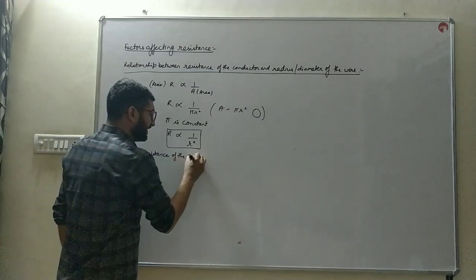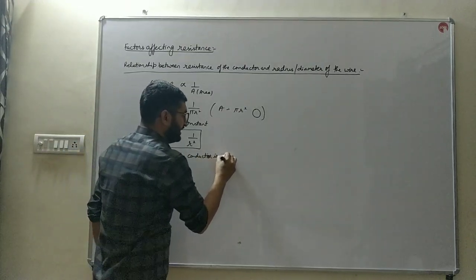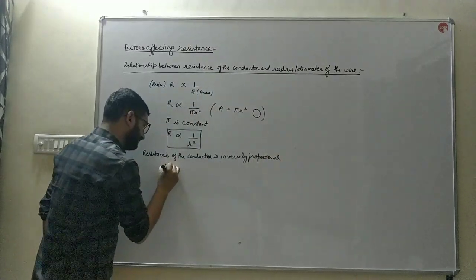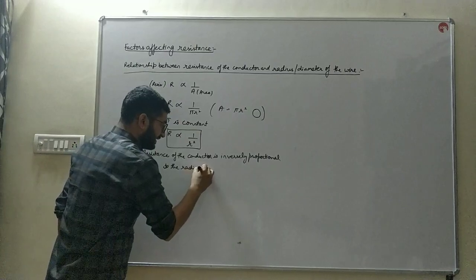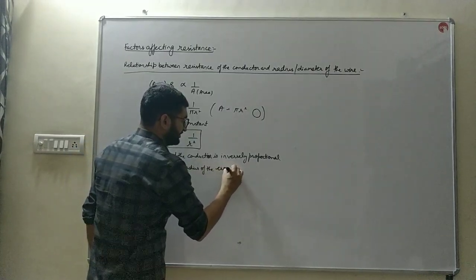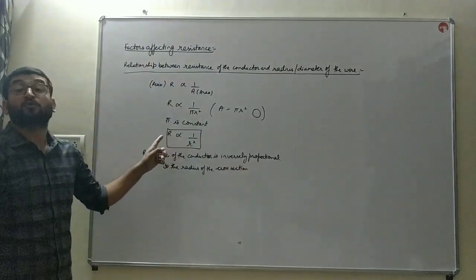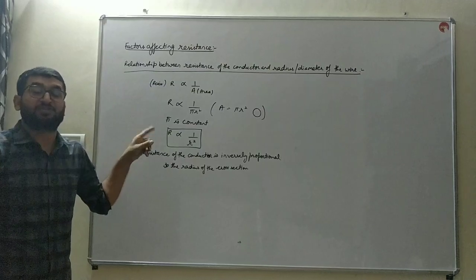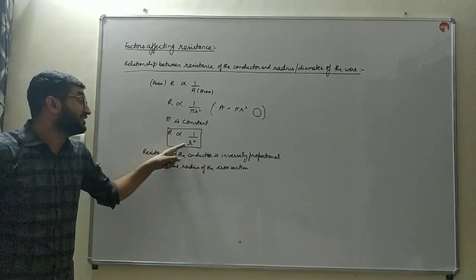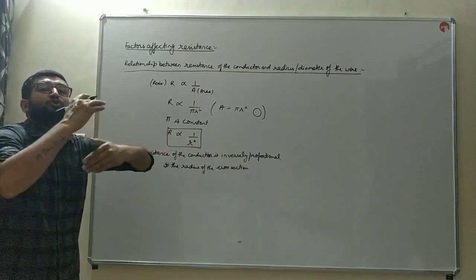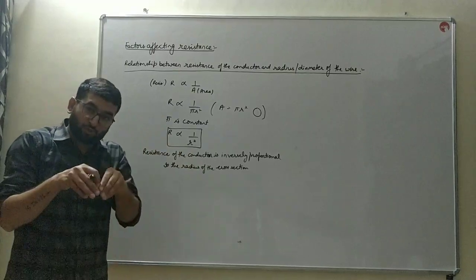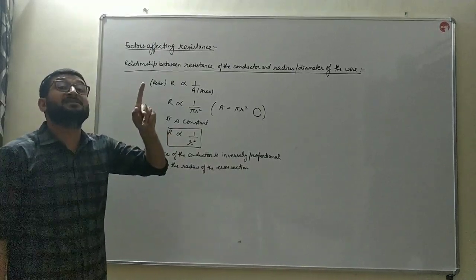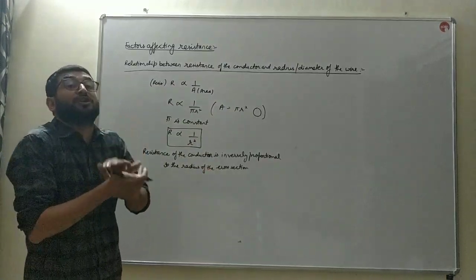So resistance of the conductor is inversely proportional to the radius of the cross section square. Square proportion means if radius is doubled, the resistance is 1/4. The square of 2 is 4, and they are inversely proportional. So if one is increased, other one is decreased, but in the square proportion. If radius is decreased to 1/3, then resistance is increased 9 times, because 3 square is 9. So that's how the square proportional is all about.